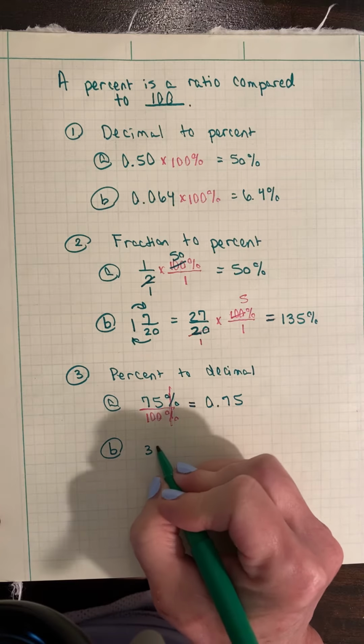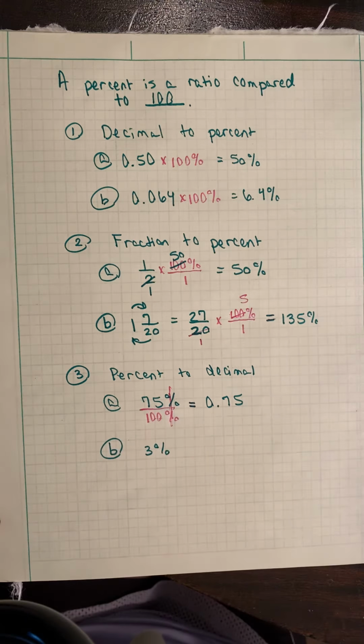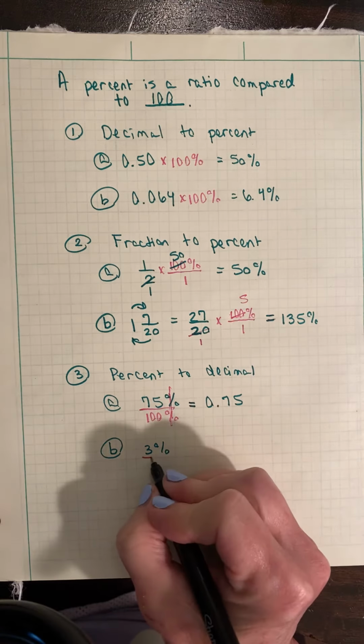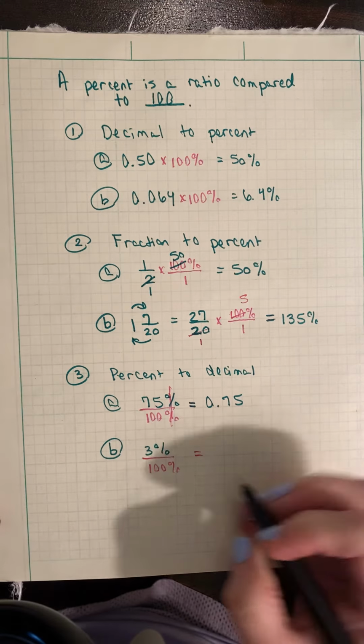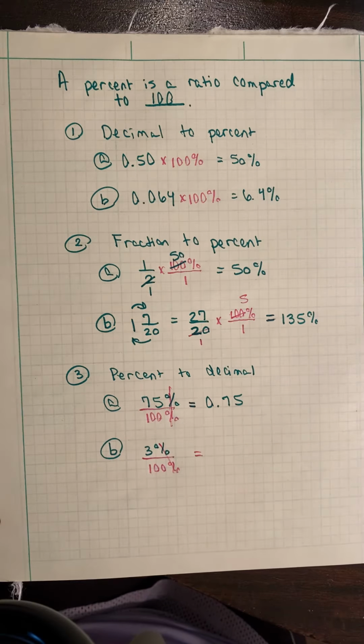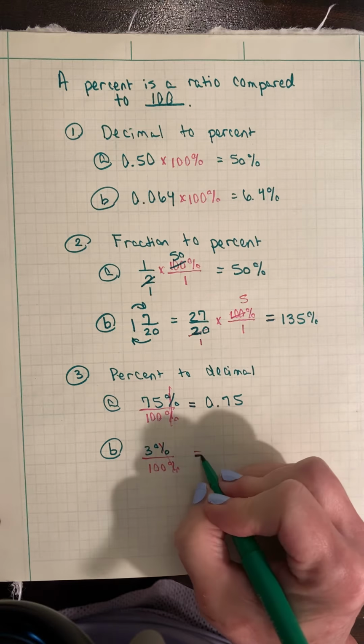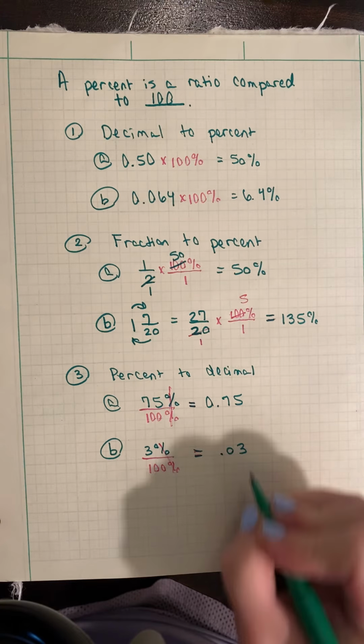Let's say we have 3%. We want to get away from that percent, so we're dividing it out. That gives me 3 hundredths, or as a decimal, 3 hundredths.